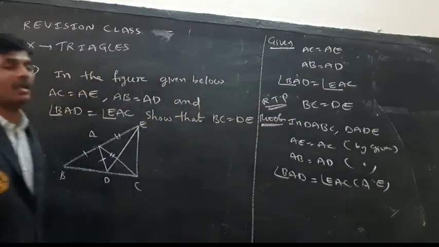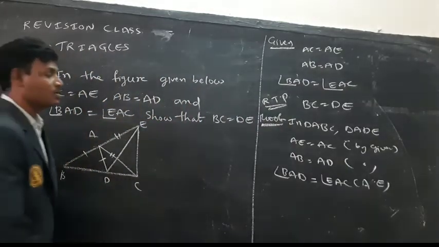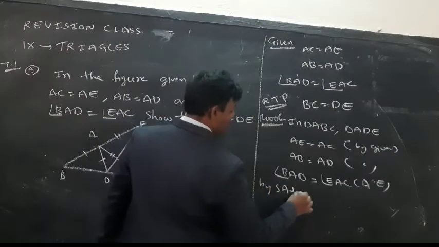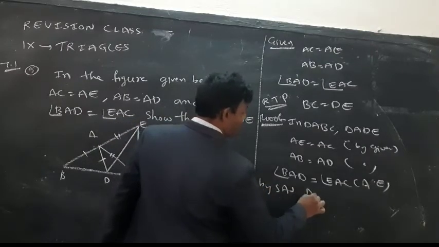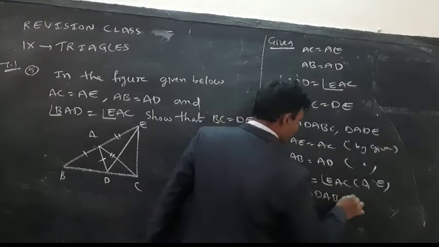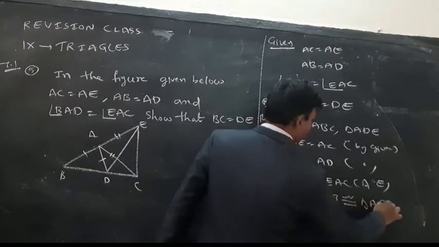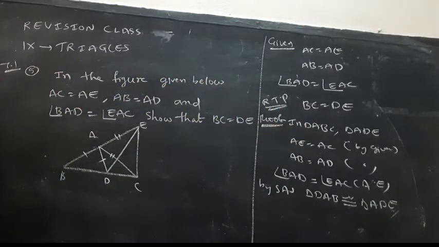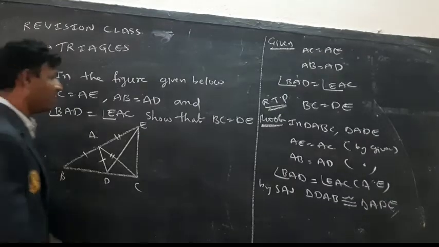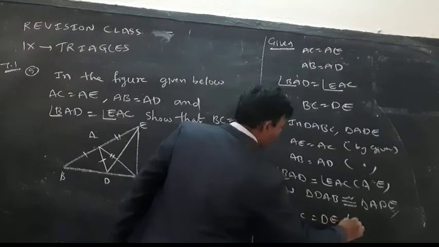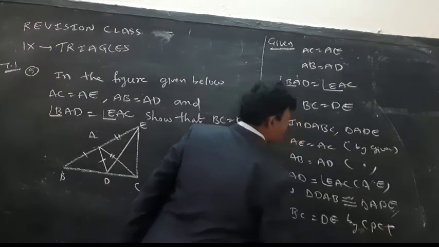So two sides are equal and also one angle is equal. So by which rule? By the SAS rule we can say triangle DAB is congruent to triangle ADE. So now both triangles are congruent. If two triangles are congruent, the remaining parts are equal. So automatically we can write that BC is equal to DE by CPCT.